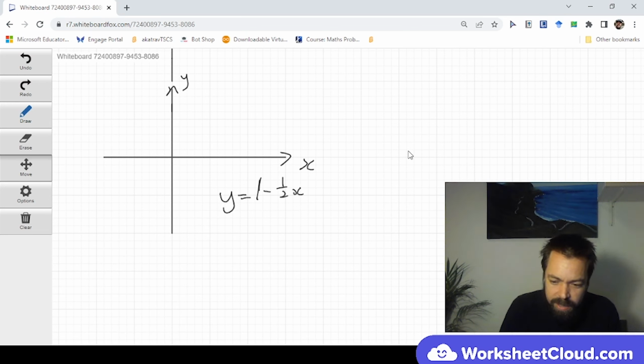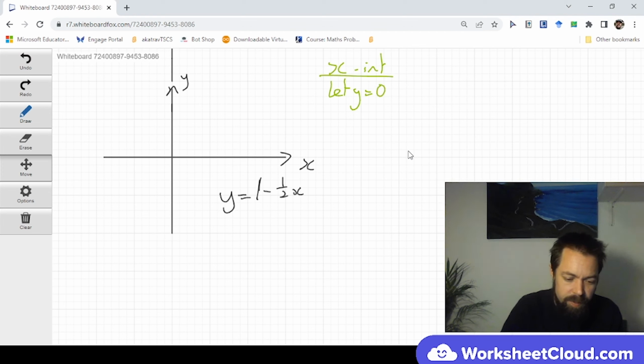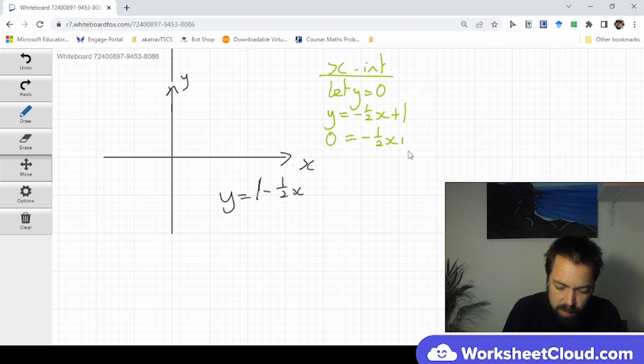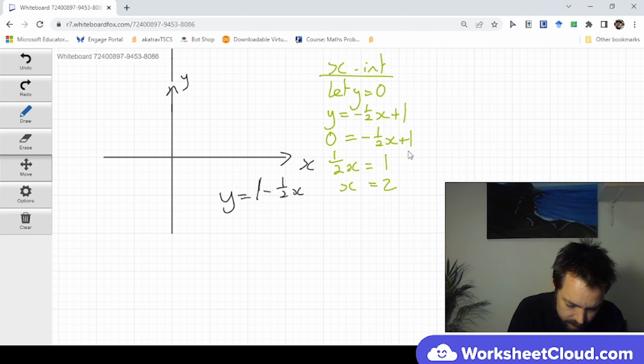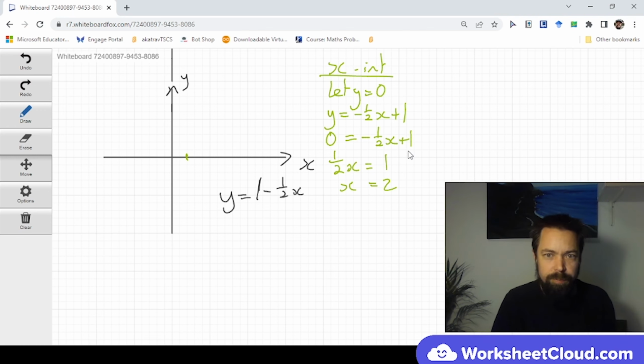To find my x-intercept, I'm going to let y equal 0. So again, I'm going to just change the order I've written it. Minus a half x plus 1. Naught equals minus a half x plus 1. I'm going to shift the x across because it's negative and I want it to be positive. So half x is equal to 1. Double it, so it's just x is equal to 2. So this means it crosses the x-axis over there.